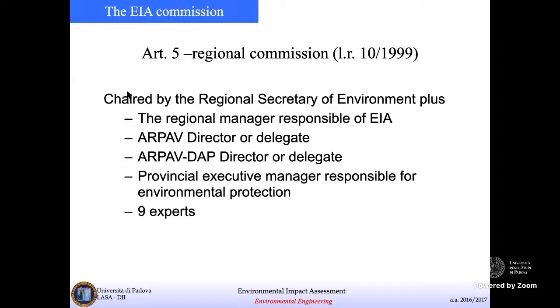So as you will see, it is not defined a priori which project will undergo regional and which will undergo national environmental impact assessment procedure. Instead, it will be the proposer that, after consultation with the National Environmental Impact Assessment Commission, will decide if his project will undergo a regional or a national environmental impact assessment procedure.